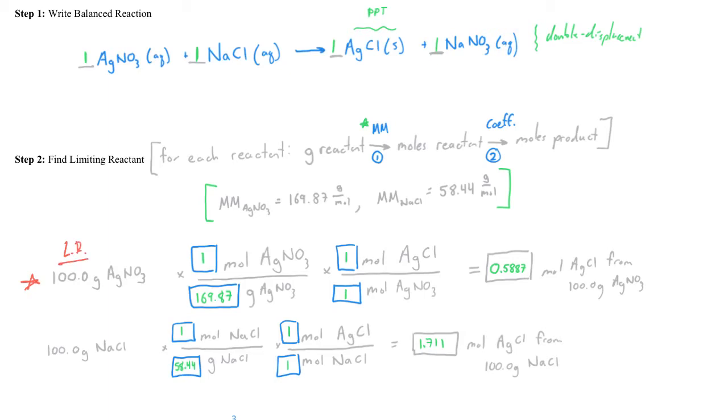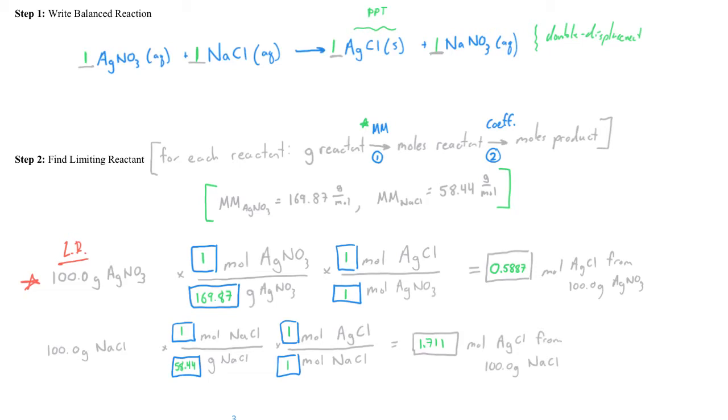Now, a good question to ask yourself is why? Why is silver nitrate the limiting reactant here? We're starting with the same amount of each, right? 100 grams of silver nitrate, 100 grams of sodium chloride, and the reaction consumes them at an equal rate, right? And we only need one of this and one of this to produce one product. So if they're consumed at the same rate and we're starting with the same mass, why is it that we're going to run out of silver nitrate first?